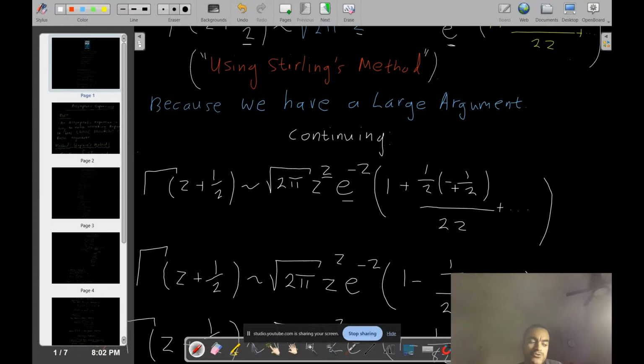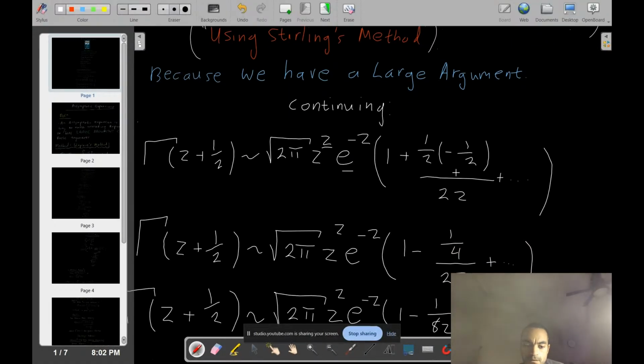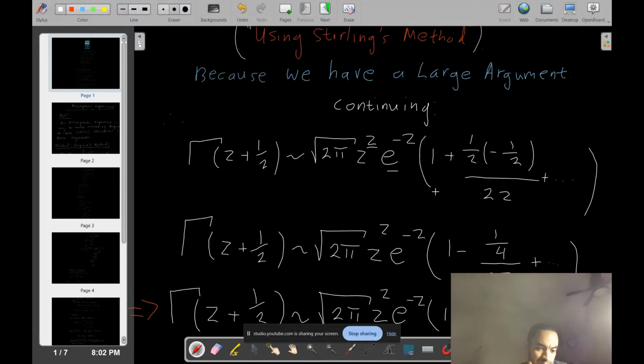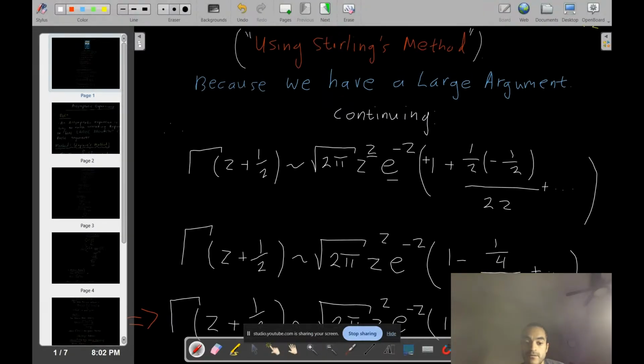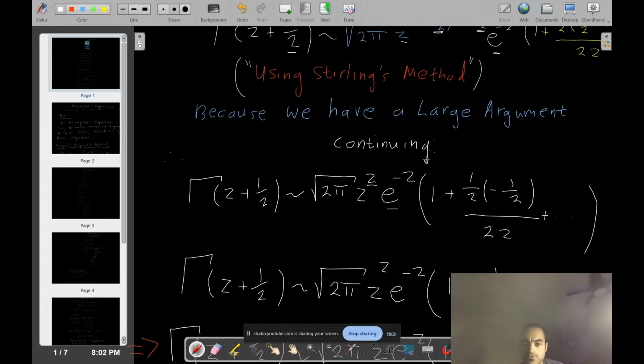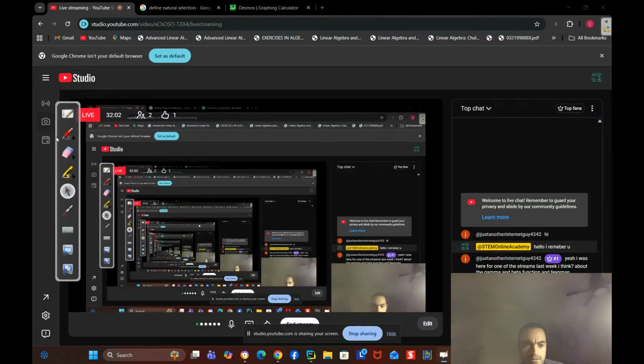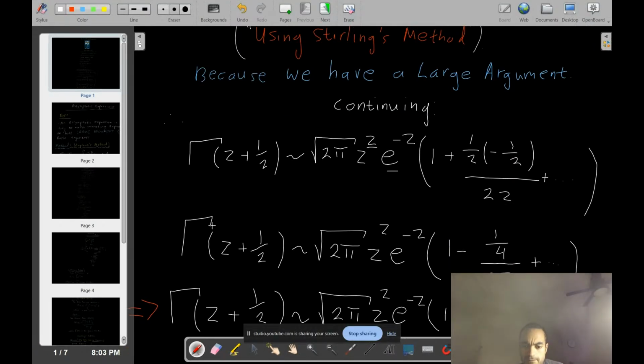I make sure to clean up the algebra here. So this becomes root 2 pi times z to the z, e to the negative z, times 1 minus 1/4 divided by 2z. Finally we get our final solution: gamma of z plus a half is approximately equal, or asymptotic, to root 2 pi times z to the power of z, e to the negative z, times 1 minus 1 over 8z plus dot dot dot. So we're just applying the method. It's a formula, not too complicated. Hopefully you guys are understanding.